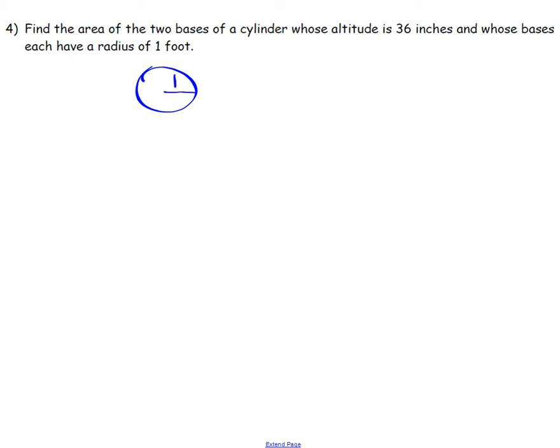So it has a radius of 1 foot. Diameter of 2. Doesn't even matter what the diameter is. How can we find the area of that? Multiply by 3. Not quite.